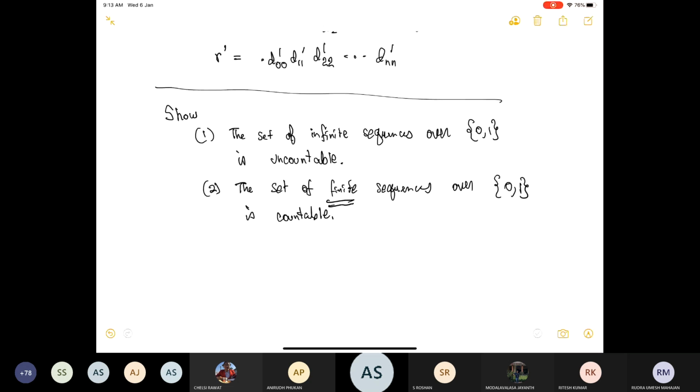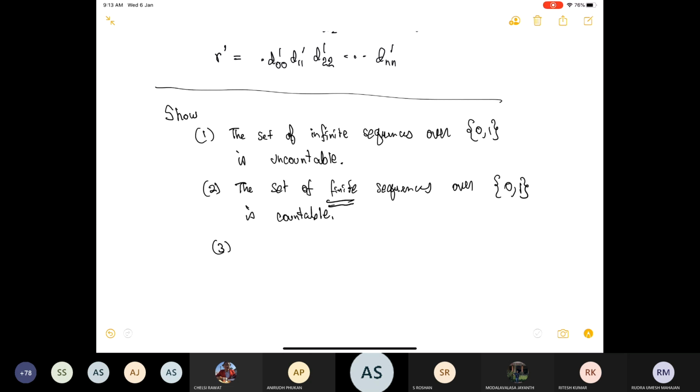That's right. So you can start with sequences of length 0, and there is only one sequence of length 0. Then enumerate sequences of length 1. There are just two, 0 and 1, and then sequences of length 2: 0 0, and so on. You can do it lexicographically.